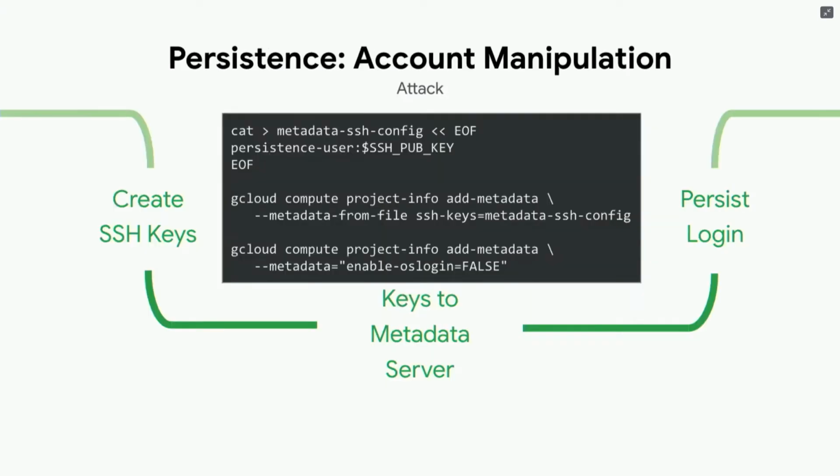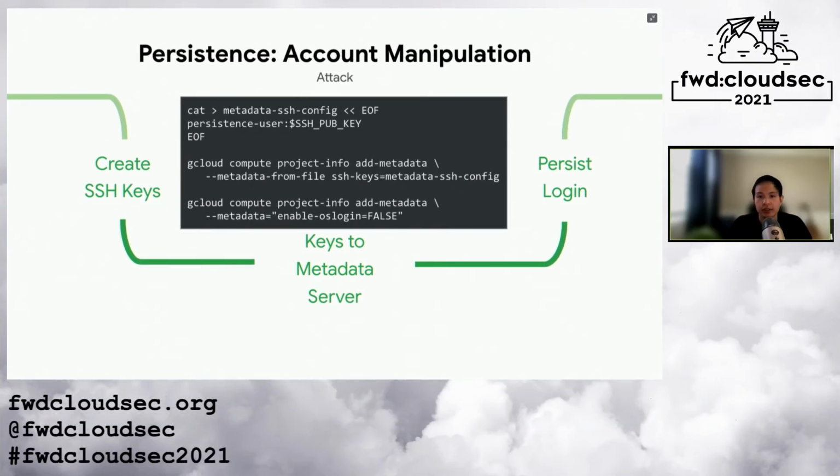Thanks, Wilson. The second TTP we'll look at is persistence, with an emphasis on account manipulation. The scenario here is that the attacker attempts to set SSH keys as valid SSH keys on a public compute instance. The attacker achieves this through the creation of SSH keys, adding SSH keys to the project or instance metadata, and ultimately can then persist login to that VM.